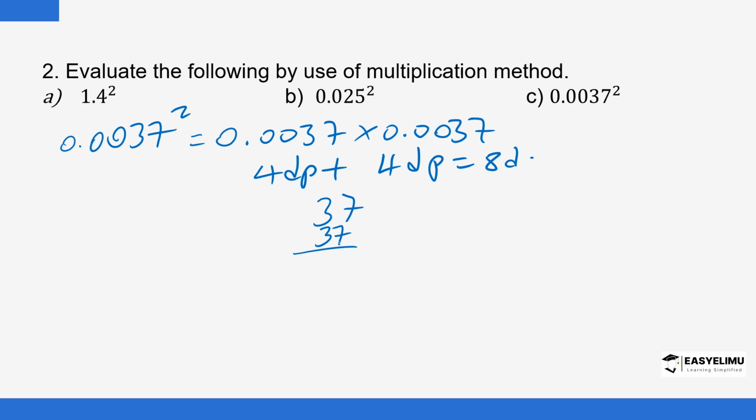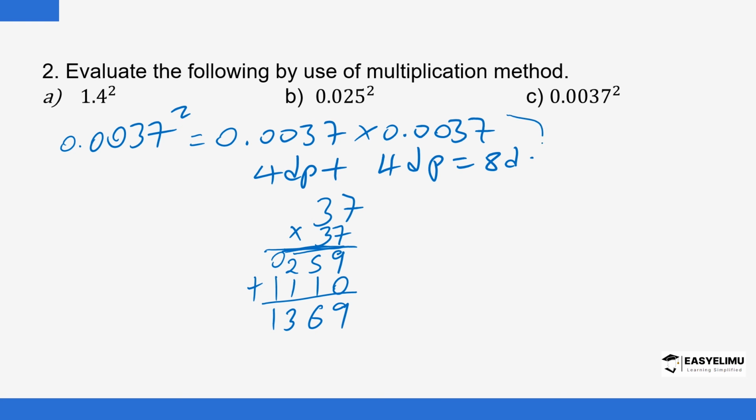So 7 by 7 is 49, 9 carry 4. 7 by 3 is 21 plus 4 is 25. Multiplying by 3 here, I multiply the total value, which is 30. So multiplying by 30, I just multiply by 3 and then add 0. So I'll add the 0 first. And so 3 by 7 is 21, 1 carry 2. 3 by 3 is 9 plus 2 is 11. Fill up the spaces using zeros. Add the two products. So if you add the two products, what do you get? 1, 3, 6, 9.